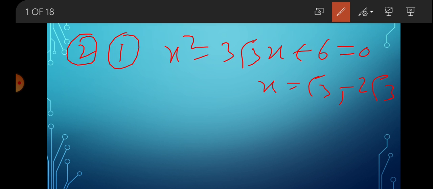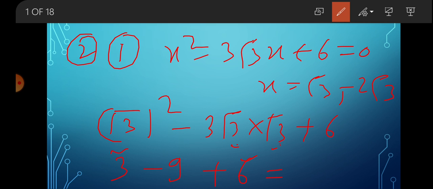So first I will replace x by under root 3. So under root 3 square minus 3 under root 3 into under root 3 plus 6. So under root 3 square means it will become 3. Again, this under root 3 and under root 3 will become 3. So 3 times 3 is 9, plus 6. Now this 3 and this 6 will be added. So it will become 9 minus 9 is equal to 0. So which means x equals under root 3 is a root of this particular equation.